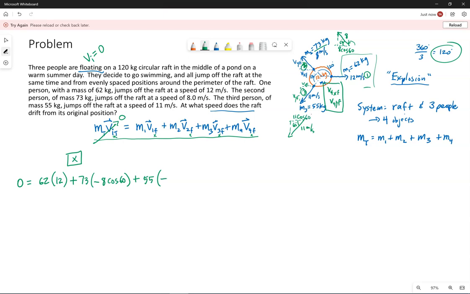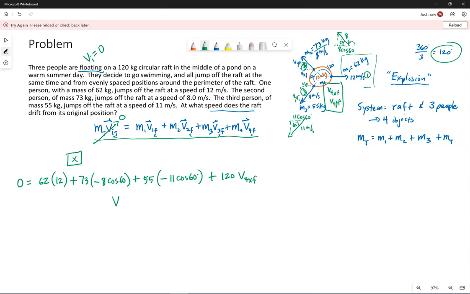So to the left, I'm going to put the negative sign to represent that direction. And then 11 cosine 60 is the x component. So this accounts for all 3 people. And now we need to put in the raft. The raft has a mass of 120 and potentially has an x component of velocity finally. We're trying to figure that out.